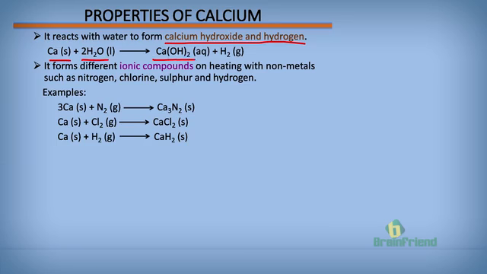It forms different ionic compounds on heating with non-metals, okay? Alkaline earth metals generally form ionic compounds with non-metals, so calcium is no exception. As you can see in these examples, we have calcium, which is a metal, reacting with nitrogen, a non-metal, and we have calcium nitride, all right? This is an ionic compound. Calcium and chlorine reacting to form calcium chloride. We also have calcium reacting with hydrogen to form calcium hydride. These are all ionic compounds.